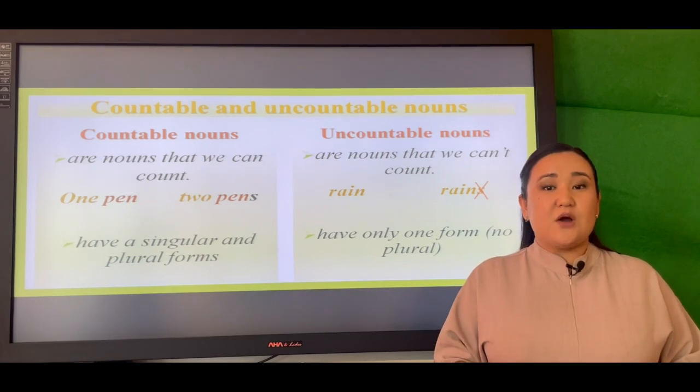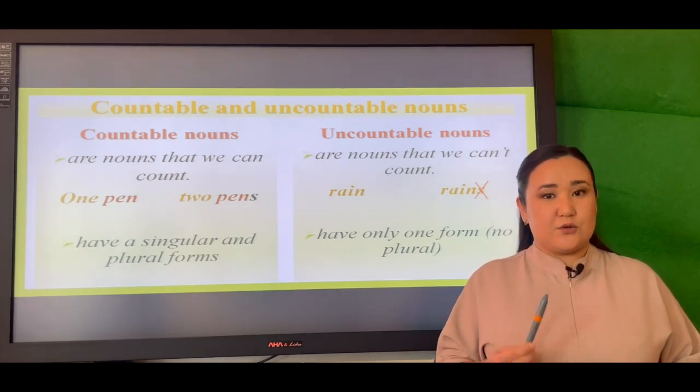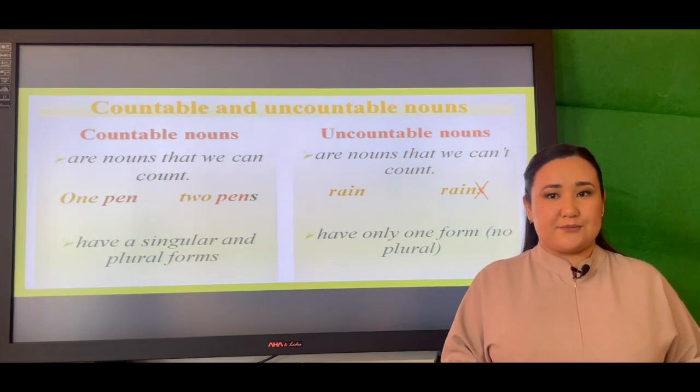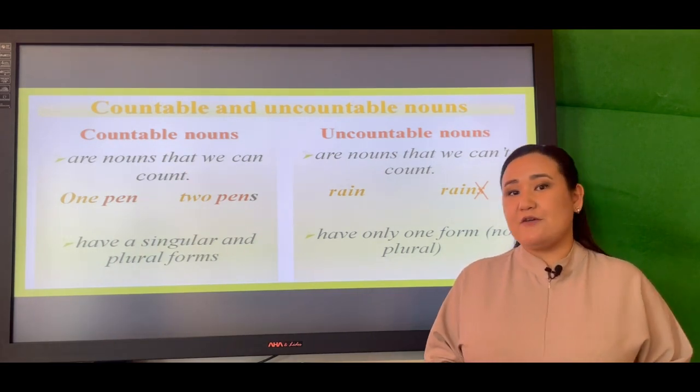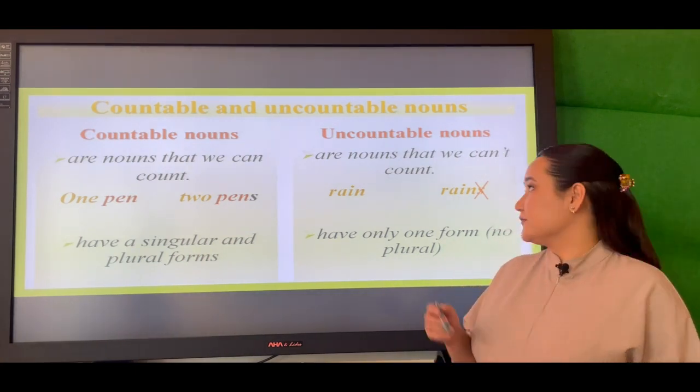As you can see, countable nouns have singular and plural forms. Pen is singular and pens are plural. But uncountable nouns have only one form, and there is no plural form.